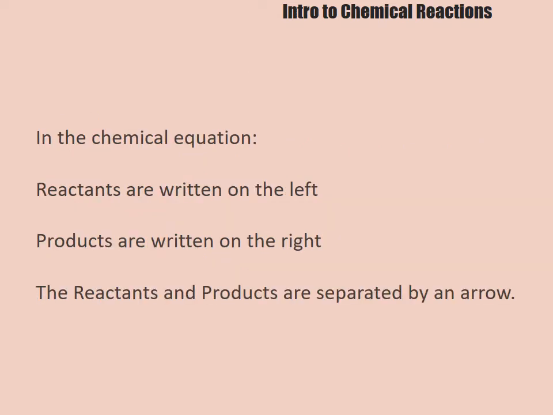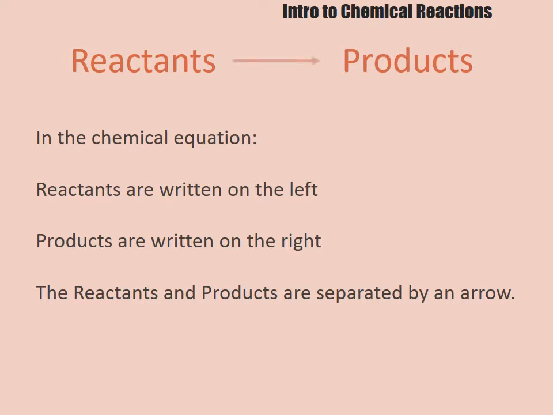In a chemical equation, reactants are written on the left. This is what we are starting with, and products are written on the right. This is what is made in the reaction. The reactants and products are separated by an arrow. Occasionally, this may be written with an arrow going both directions, a case called equilibrium that you will become more acquainted with next year in Chemistry 30.